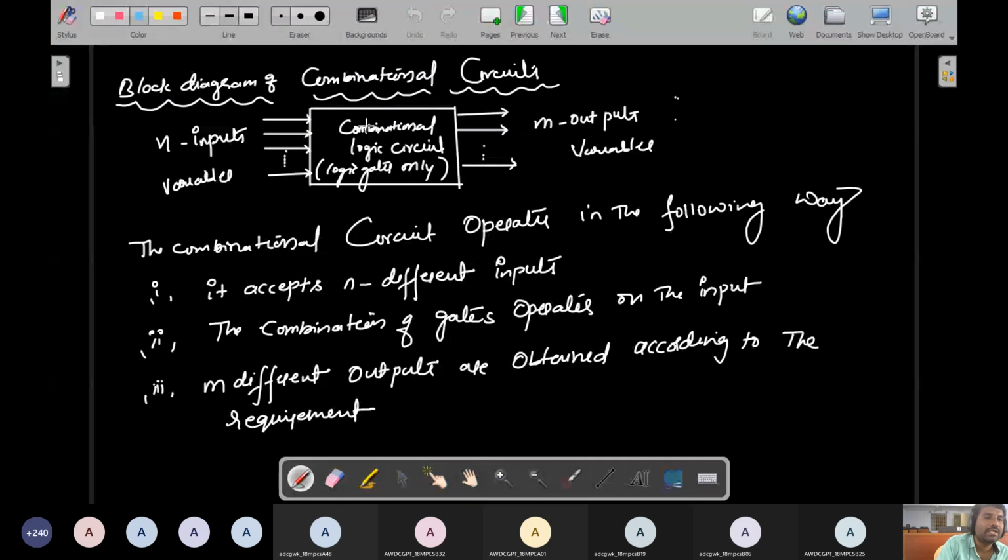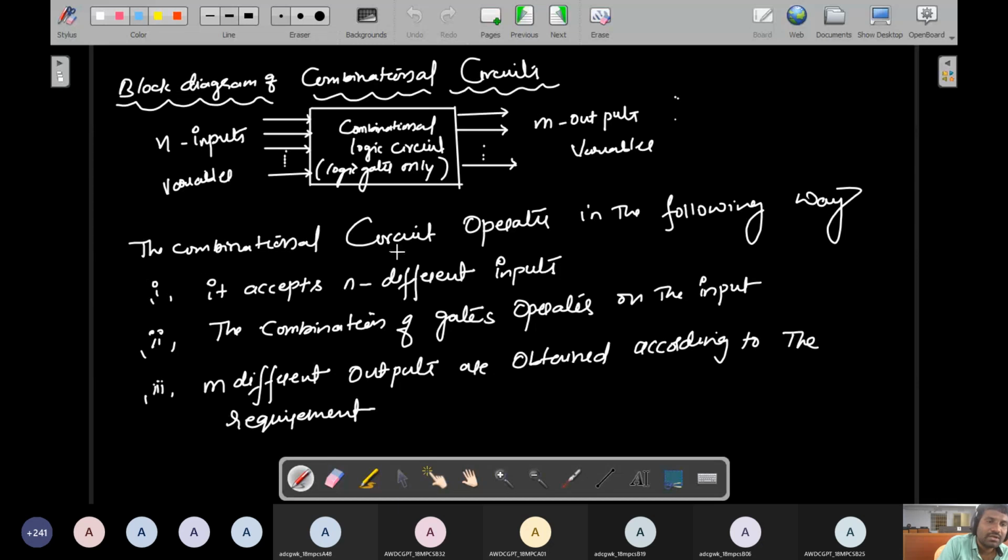This is the block diagram of a combinational circuit. The combinational circuit has n input variables and gives m output variables. Inside this combinational logic circuit, logic gates are present. Therefore it is also called a logic gate circuit.